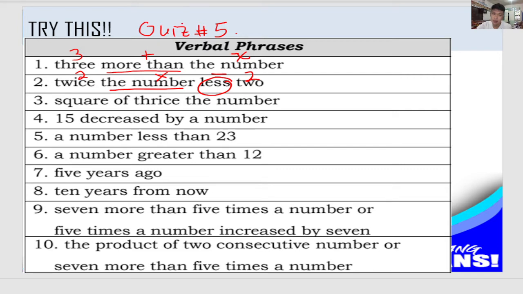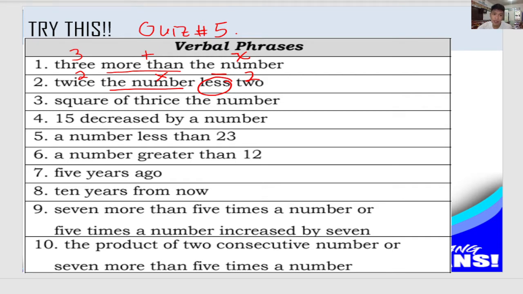Okay, let's proceed to our lesson this morning. So, today, we will be answering quiz number 5, wherein we are going to translate these verbal phrases into mathematical phrases. Okay, let's begin with number 1. 2 points for the correct answer, 1 point for the incorrect one. 3 more than the number.